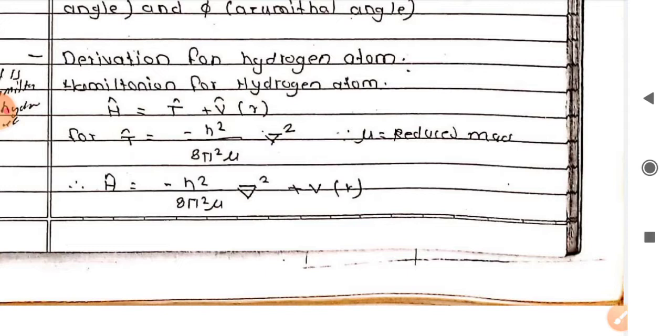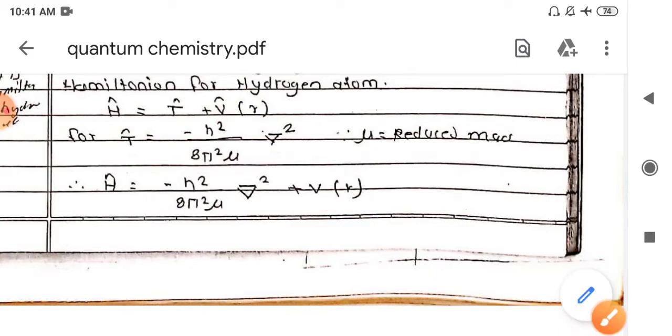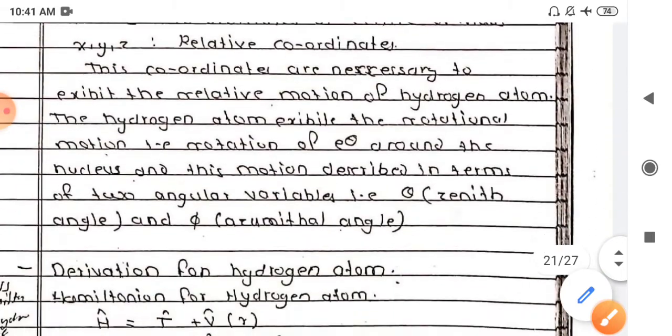So this Hamiltonian is nothing but the total energy, which is the addition of kinetic energy plus potential energy, and kinetic energy can be calculated as minus h square upon 8 pi square mu, because for kinetic energy we consider the reduced mass, into grad square. And for potential energy we all know this potential energy can be calculated by using Coulomb's law.